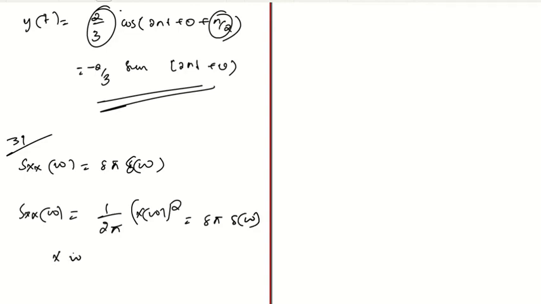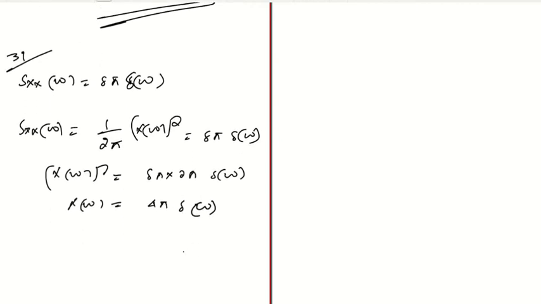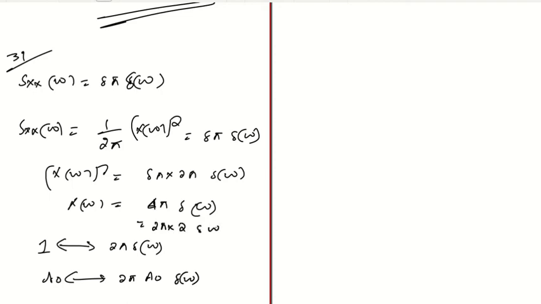From here, the modulus of X of omega squared equals 8 pi into 2 pi into delta of omega, and X of omega equals 4 pi into delta of omega. So we have to use the duality property here. We know that the Fourier transform of a DC signal, say 1, is equal to 2 pi into delta of omega. For a DC signal A0, it is 2 pi A0 into delta of omega. Here we can write it in this form, that is 2 pi into 2 into delta of omega.